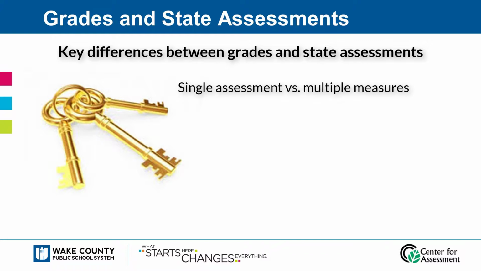The result is the difference between a snapshot in time and a summary over time. Scores on the state assessment provide a snapshot of student performance at one point in time. To the extent that grades are combined across marking periods, they provide a summary or an average of performance throughout the year, as opposed to the state assessment, which provides an indication of student performance at that one point in time when the assessment was administered.